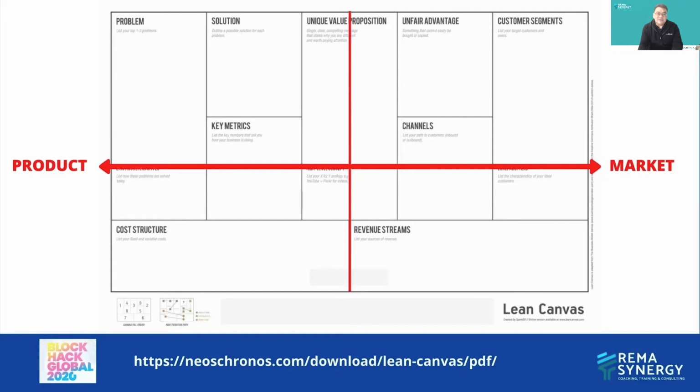On the other hand, the other part of the sheet is the market. Who are you selling to? Who's your customer segment? What is the unfair advantage compared to other people that may have something similar or may have a solution addressing the same problem that you have? How much can you make from this business? So this is what you can see with the Lean Canvas model here, right?